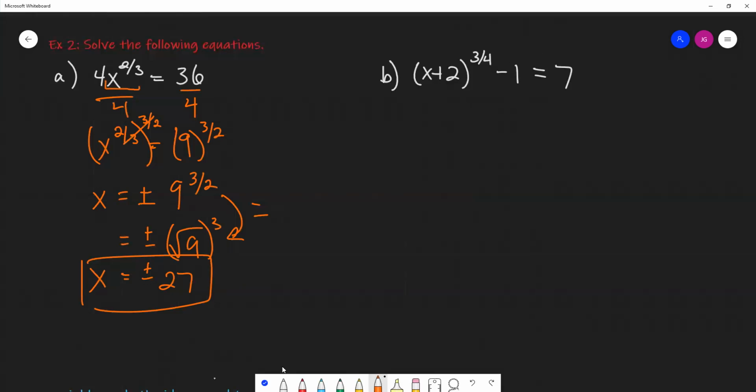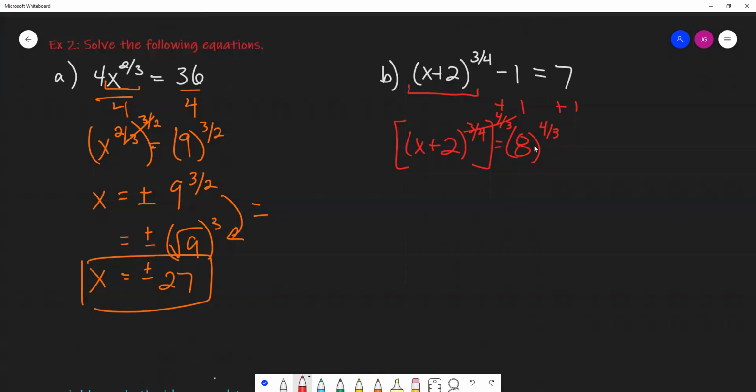Same idea for b. Get the exponential expression by itself. So I have to add 1 to both sides. I get x plus 2 to the 3/4 is equal to 8. And so what I have to raise both sides to in this case is 4/3, the reciprocal of that side. 4/3, those will undo each other.